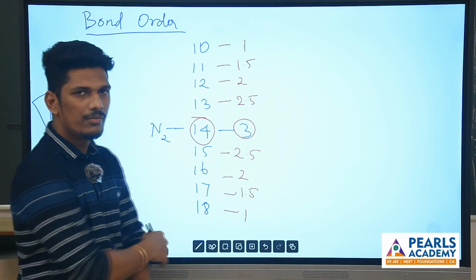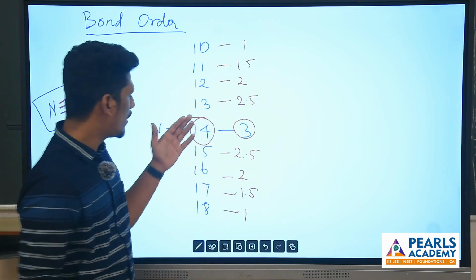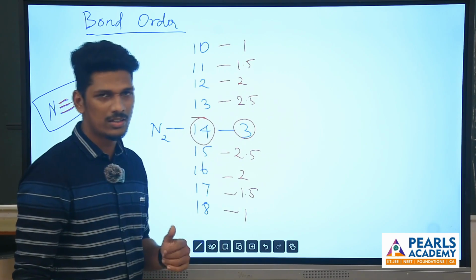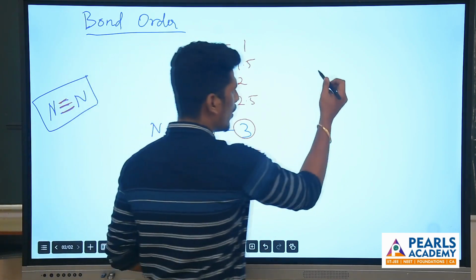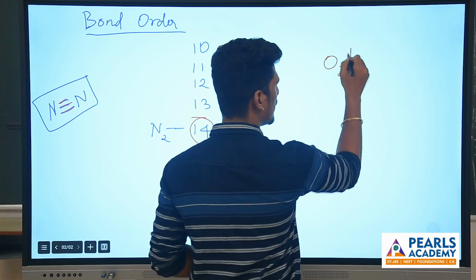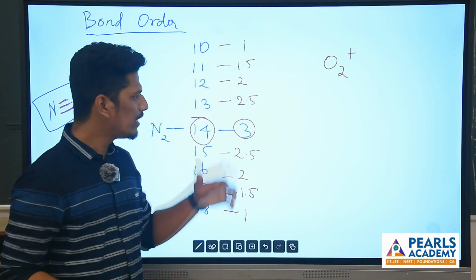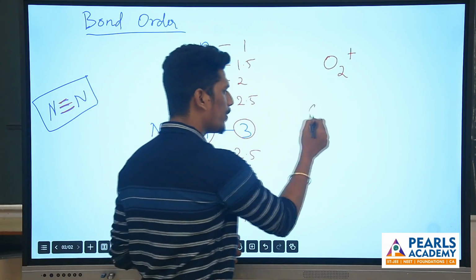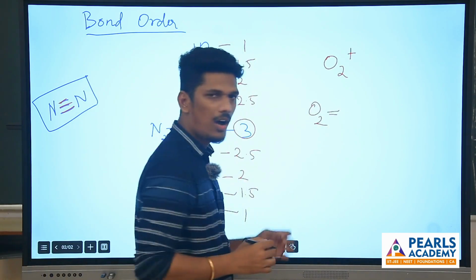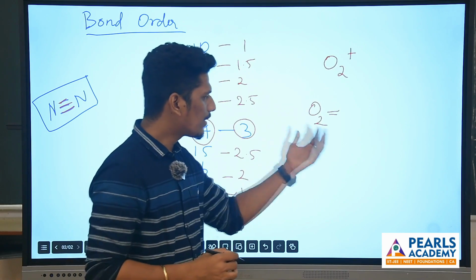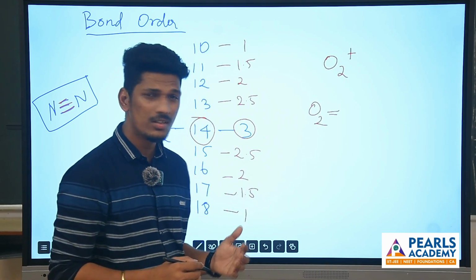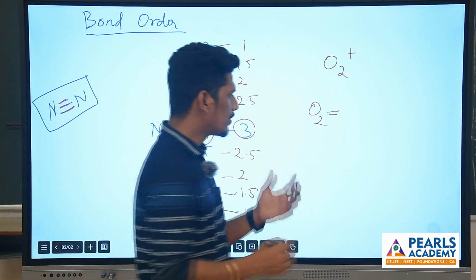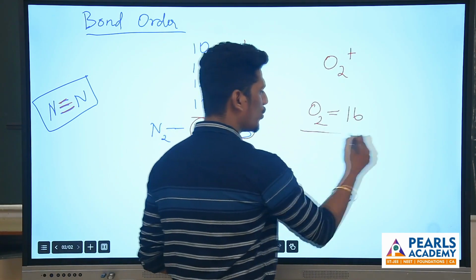Okay, so we know 14 electrons, if any species is having it, it is going to have bond order 3. And what is the bond order of O2 plus? By using this trick we can easily find out. We know the O2 molecule, how many electrons are there? Oxygen has 8 electrons and the other oxygen has 8 electrons, and if we add both we get 16 electrons. So 16 electrons is there in the O2 molecule.